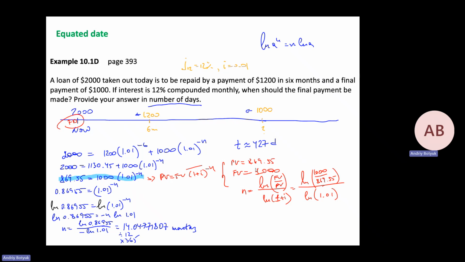Yeah, result is the same. Any questions, ladies and gentlemen? Well, let's move forward then.